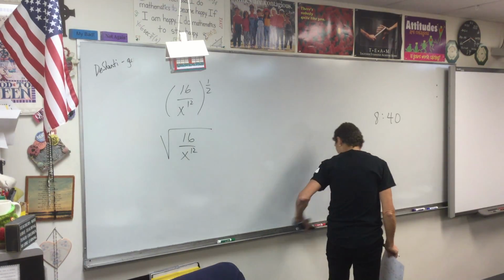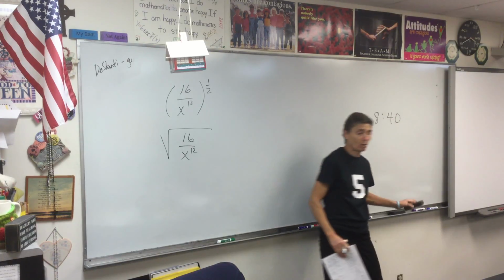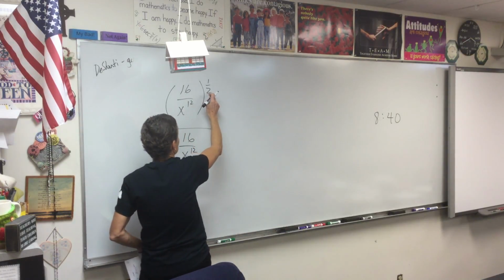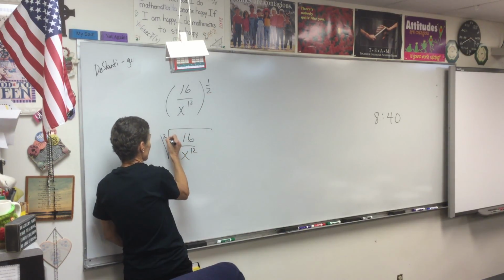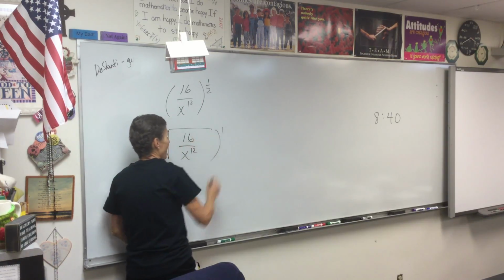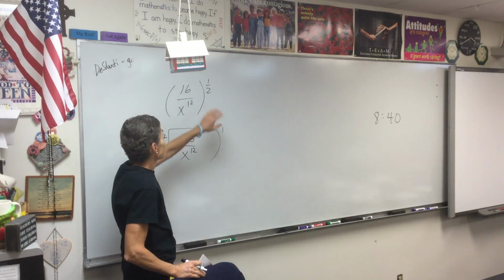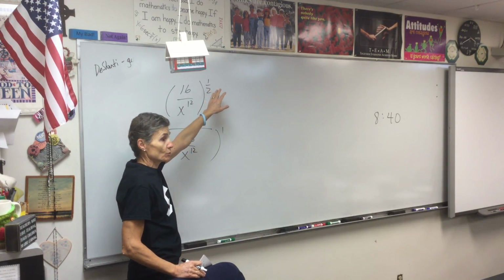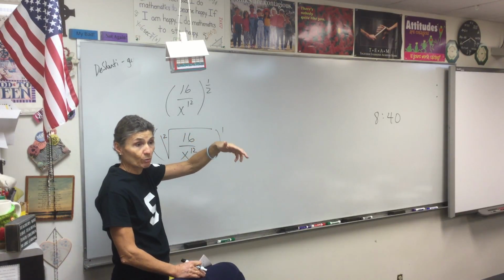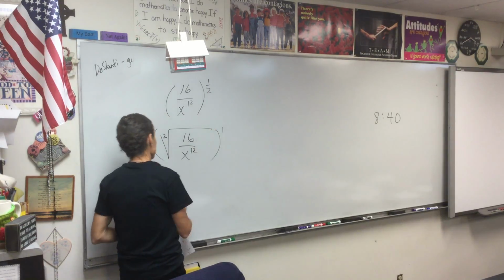When you raise something to a fractional power, it means you have a radical. The denominator tells you which root you are taking, and the numerator tells you which power you are taking it to. So the 1/2 power means the square root to the first. The 3/2 power would be square root cubed, and so on. All right, so now we're going to take the square root of this.